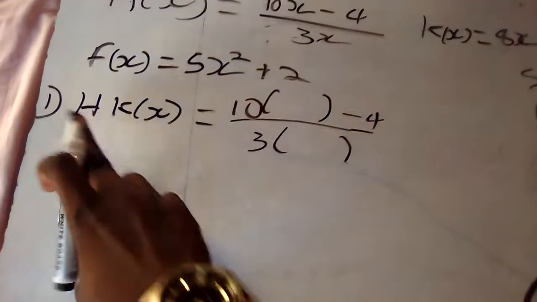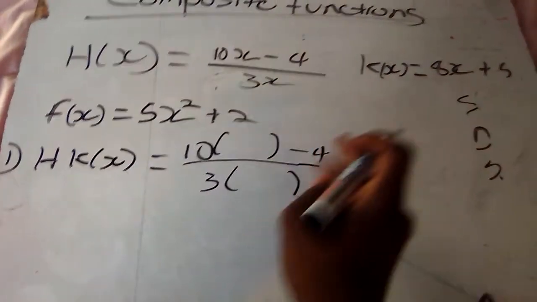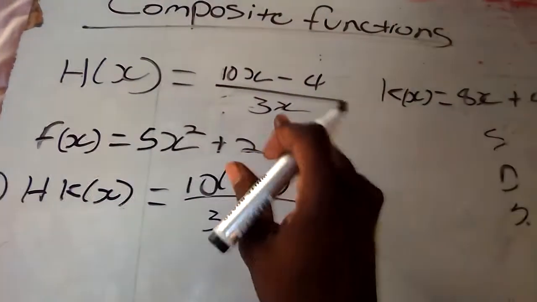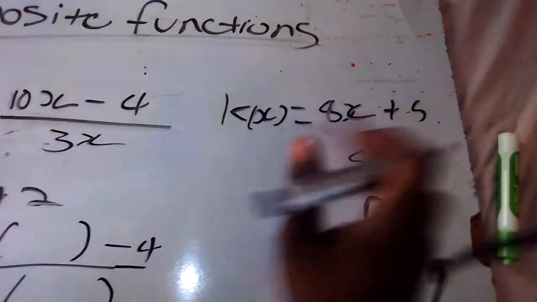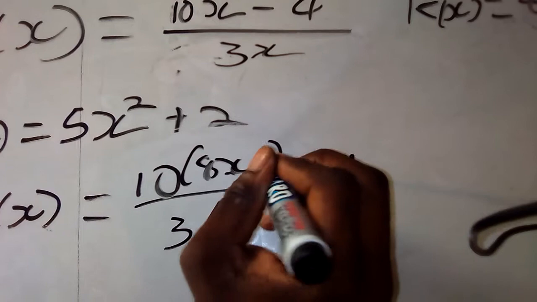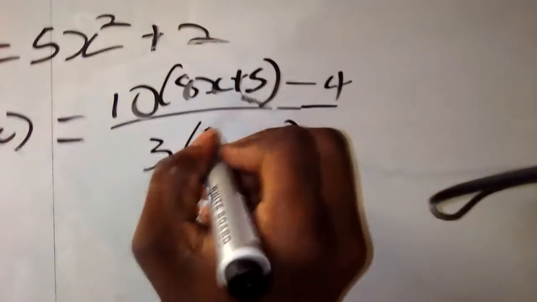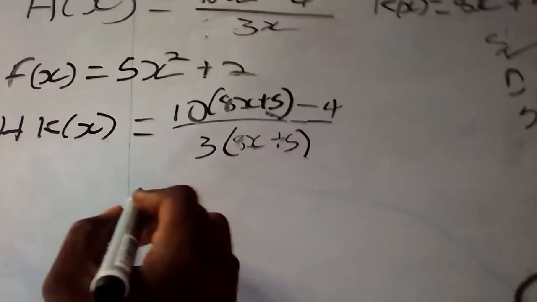After I write the first function, h, I leave a space inside the brackets wherever the x is, and in that space we know what we are going to put: k of x. So what is k of x? K of x is 8x plus 5. So I put 8x plus 5 here, and here I write 8x plus 5 again. Then we do the first task, which is to substitute.